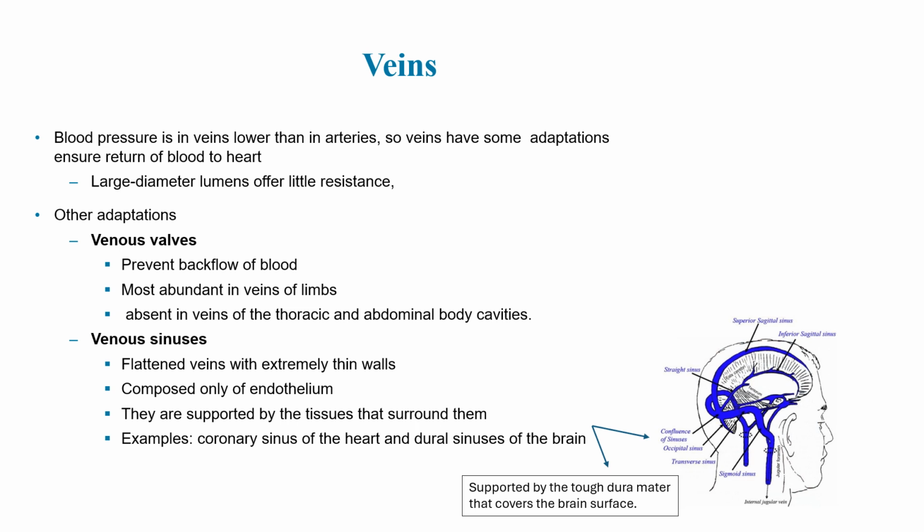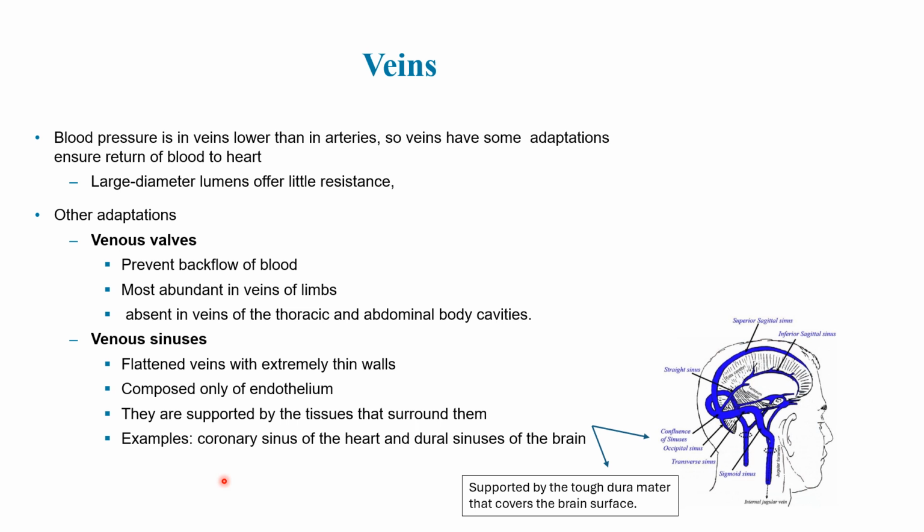A few more points about veins. Blood pressure is lower in the veins compared to the arteries. So veins have to make sure that the blood reaches back to the heart. So how do they compensate for that lower blood pressure? They have larger diameter lumens, so the resistance in the veins is less. And then other adaptations are there.